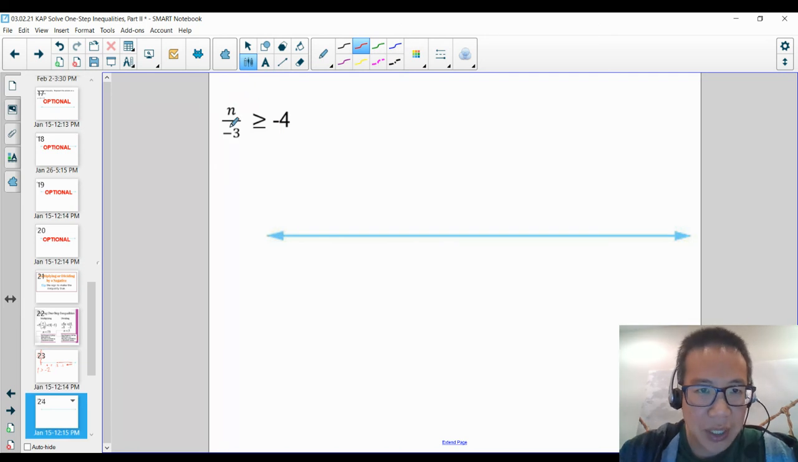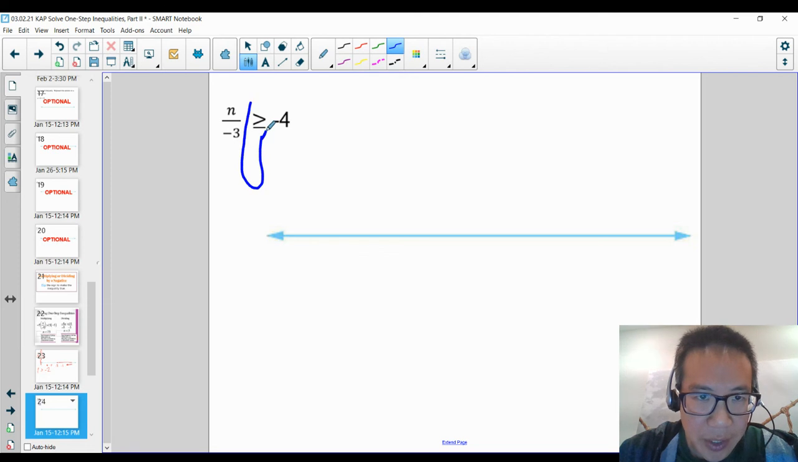Next, n divided by negative 3 is greater than or equal to negative 4. I like circling the inequality. So I need to solve for n. How do I undo a dividing? I multiply by negative 3. This cancels. So n, negative 4 times negative 3 is positive 12. Since I multiply or divide by a negative, I have to flip it.